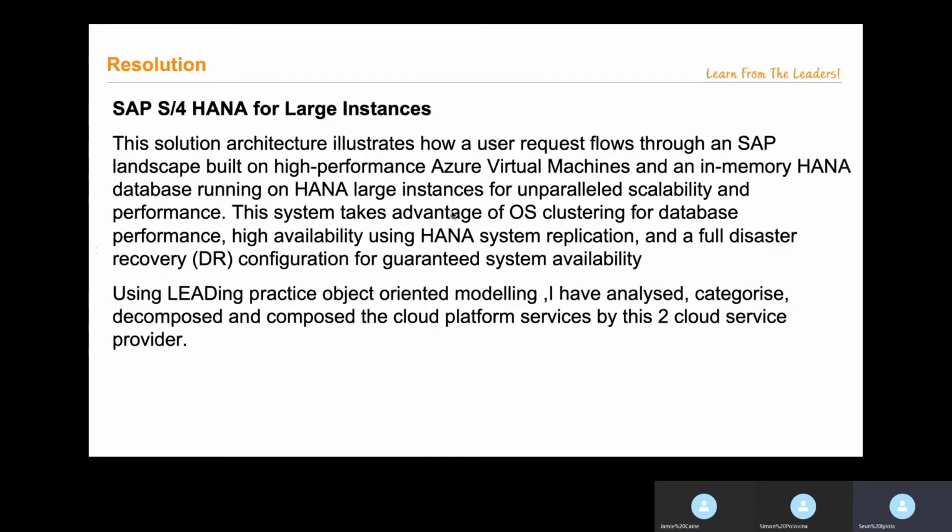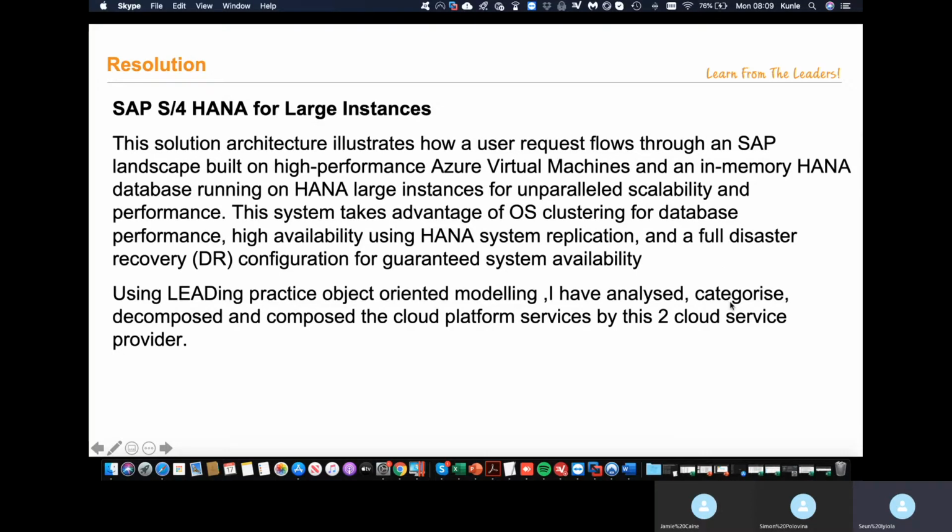For resolution, this SAP S/4HANA solution architecture illustrates how a user request flows through an SAP landscape built on high performance Azure virtual machines and an in-memory HANA database running on HANA large instances for unparalleled scalability and performance. So basically, the system has taken advantage of OS clustering for the database, and it has high availability using HANA system application and a full disaster recovery.